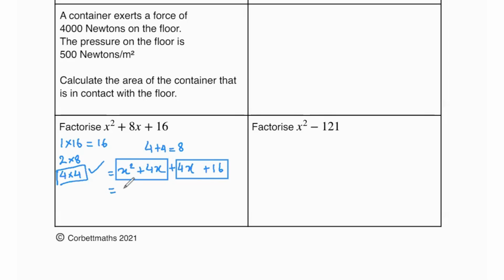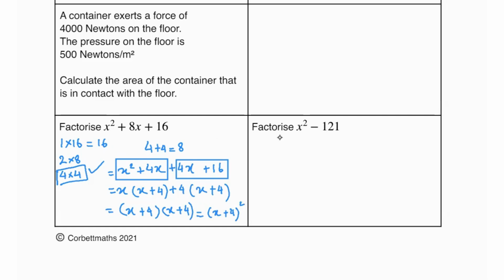So between x squared and 4x, we can see that x is common. So we'll have x plus 4 in the bracket. And between 4x and 16, we have positive 4 common. And we'll be left with x plus 4 again in the bracket. As you can see, we have x plus 4 common between both x and positive 4. So we do x plus 4 times x plus 4. It can be rewritten as x plus 4 squared. That is your fully factorized answer for this quadratic equation.